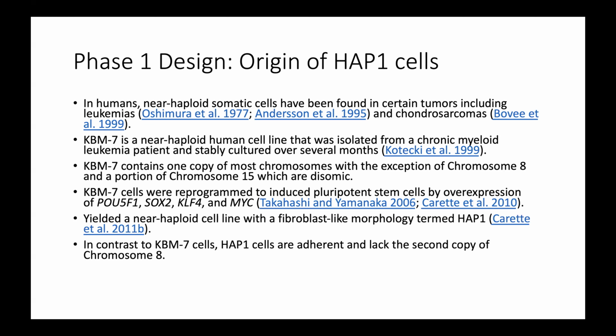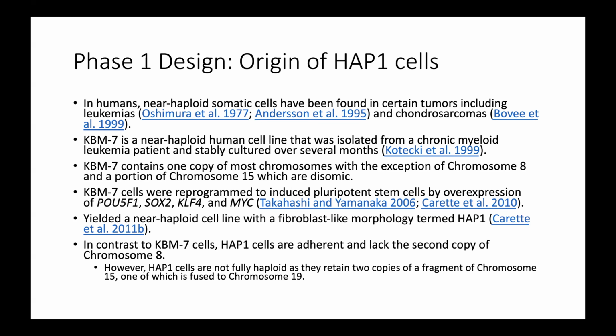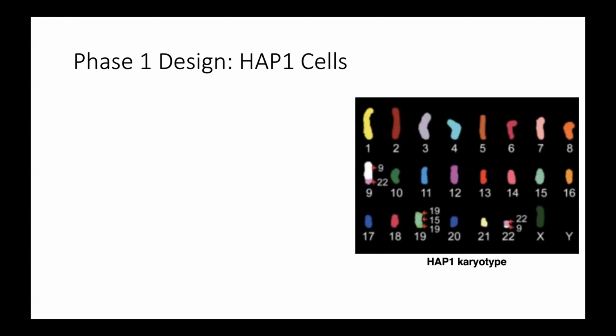And in contrast to KBM7, HAP1 cells are adherent. And they lack a second copy of chromosome 8, although they picked up 2 copies of chromosome 19 in the process. And so again, HAP1 cells are near haploid, and they're very easy to work with relative to KBM7 cells and other haploid cells. So that's why they're the model system of choice. And so HAP1 cells, as we stated, are haploid, and showing the karyotype here on the right.